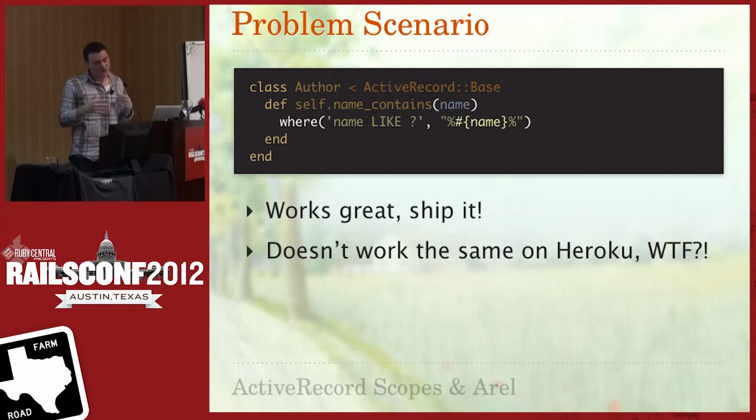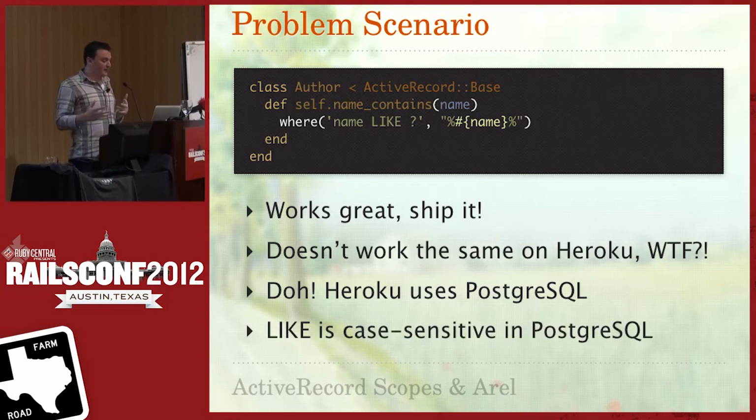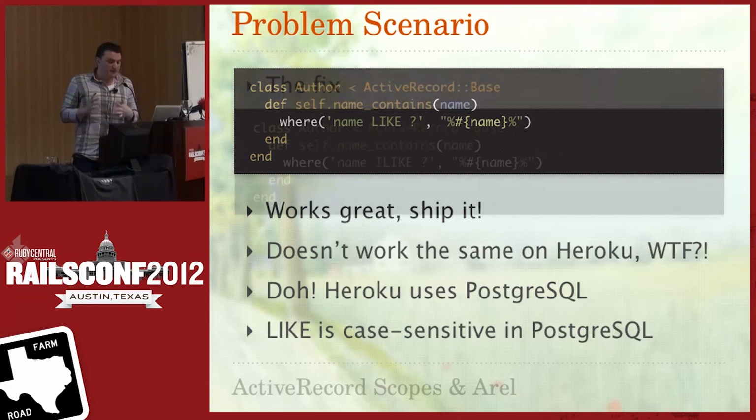Well, we're using Heroku for production. And Heroku uses Postgres. So let's say locally in development we were using SQLite or MySQL or whatever else. Why would this be a problem? Well, Postgres is case sensitive. So it's not going to act the same on different databases. So that's our problem.